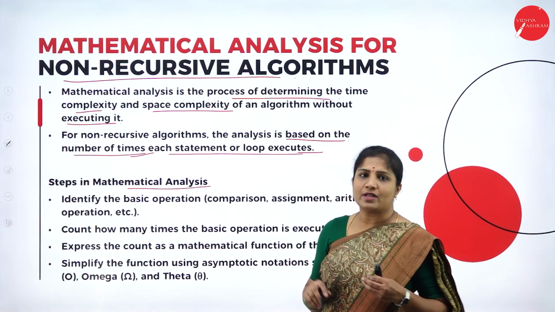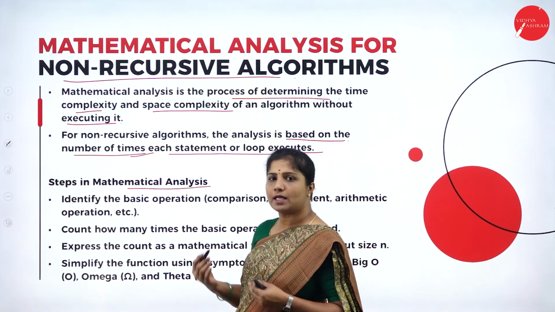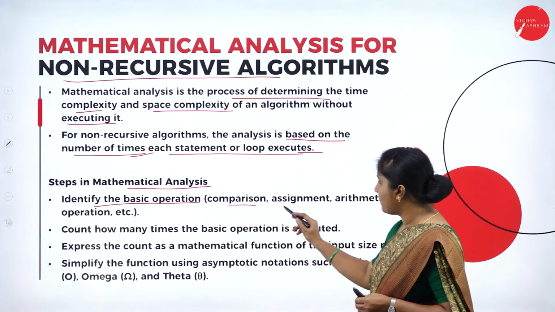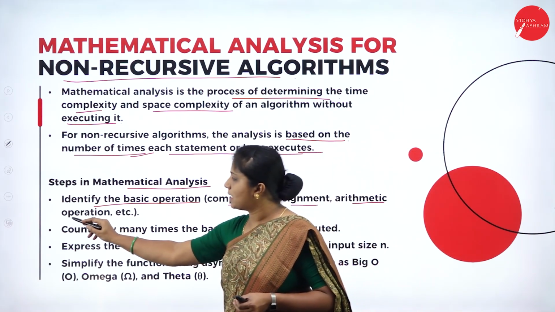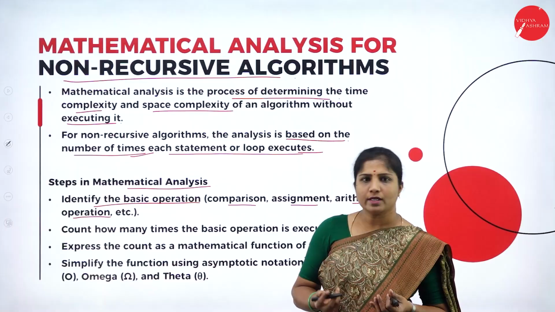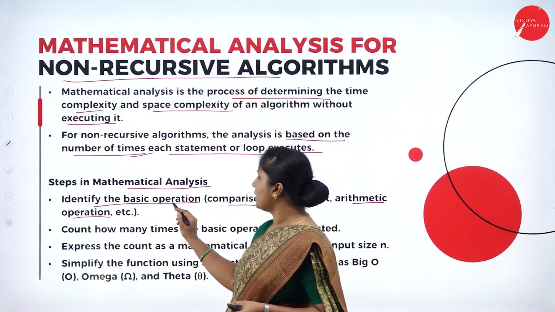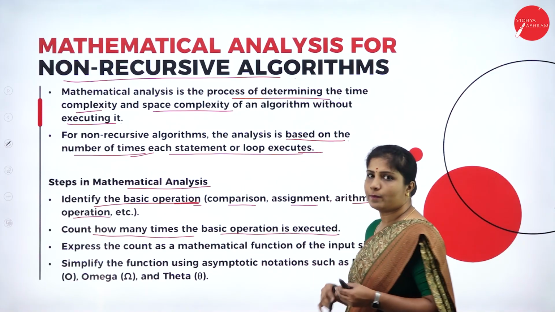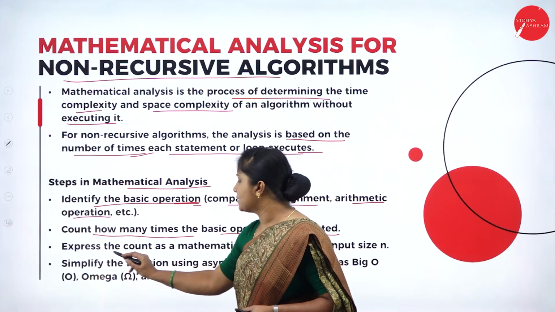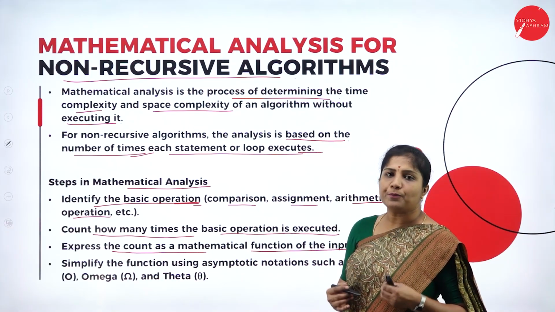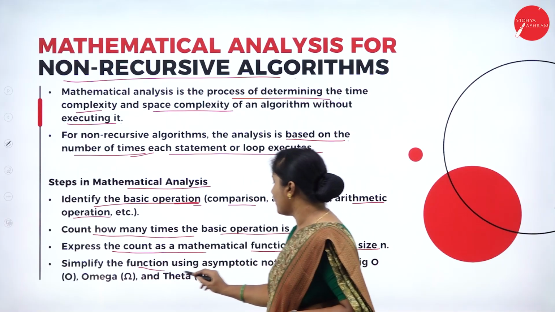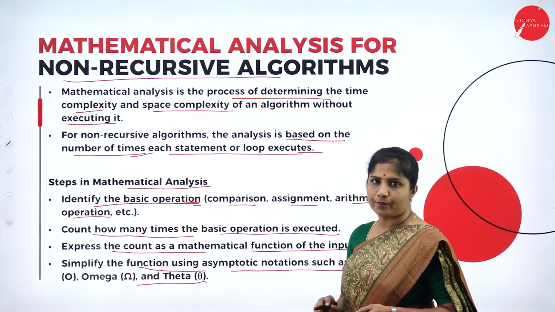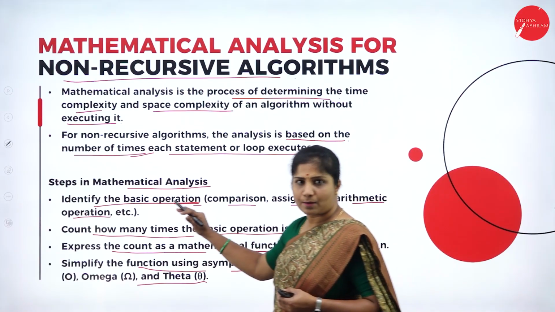There are several steps for the mathematical analysis. Let us discuss them one by one. First, identify the basic operations, which may be a comparison, an assignment, or an arithmetic operation like addition, subtraction, multiplication and division. Next, count how many times the basic operation is executed. Next, express the count as a mathematical function of the input size n. Next, simplify that function using the asymptotic notations, for example big O, omega and theta.